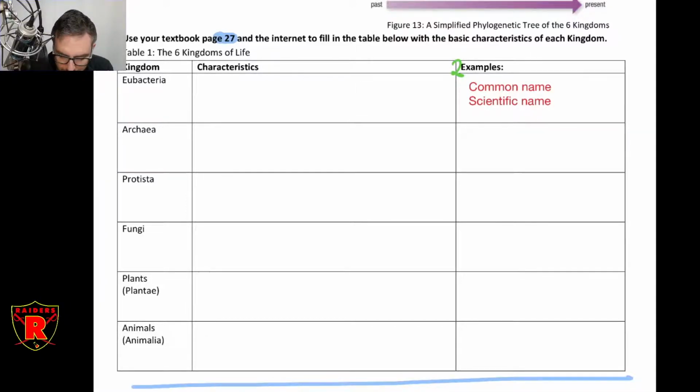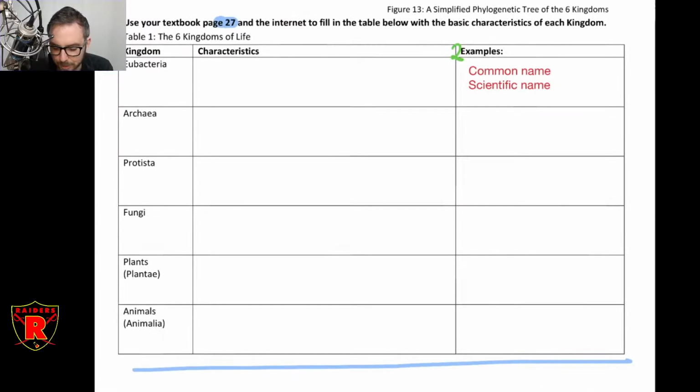And then for each of those kingdoms, you're just going to give me 2 examples, and for each example, you're just going to tell me the common name of that species and the scientific name. Keep in mind, not all of them will have common names. E. coli does not have a common name. That's a bacteria, by the way, that goes in kingdom Eubacteria. So if you just have the scientific name for something, that's fine, because there may be no common name.